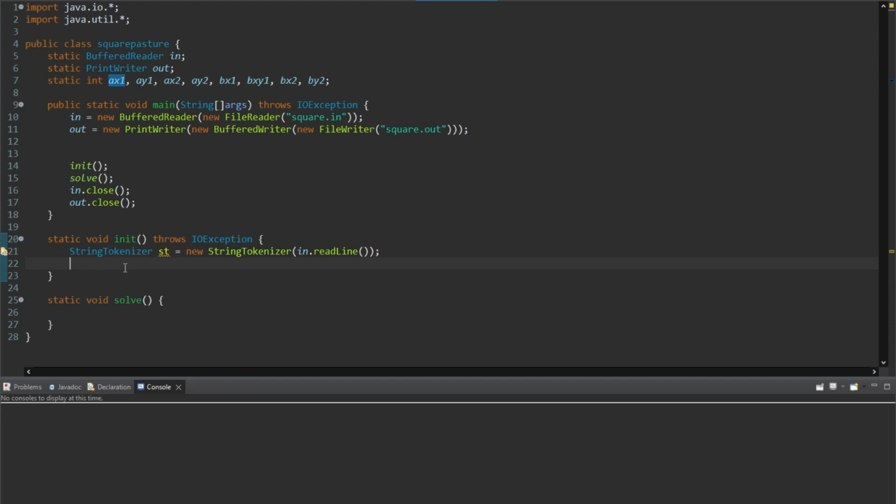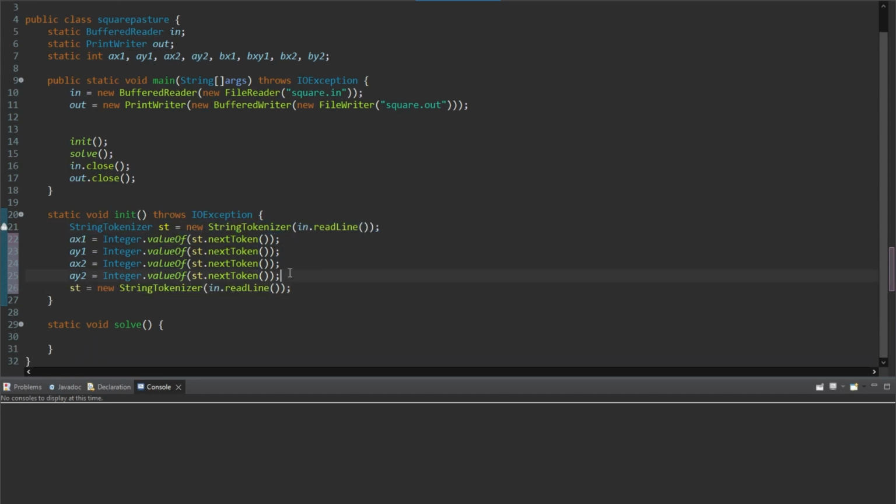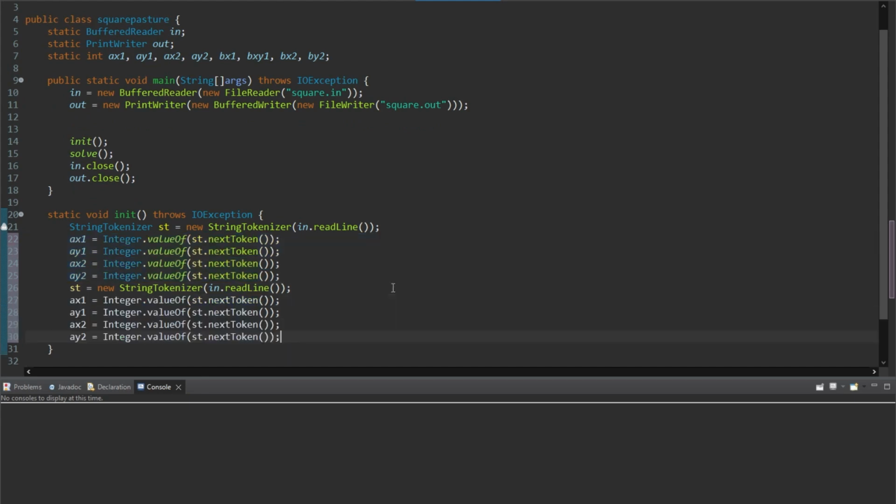So we're gonna just take them in the order that they're listed. So ax1 equals Integer.valueOf of st.nextToken. And basically there's gonna be 4 of these for the first thing, right? So we're just gonna do this, but it's gonna be ay1 and then ax2 and then ay2. Right? So this is just the order that they're going to be taken in. Pretty self-explanatory, right? And then we're going to just take in the next line, and we're going to do the same thing, except it's B now, not A.